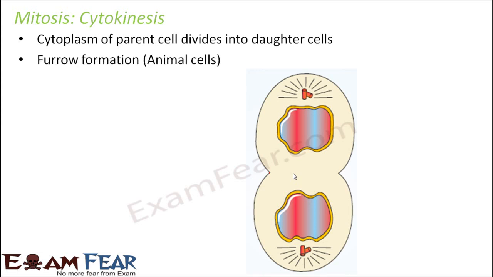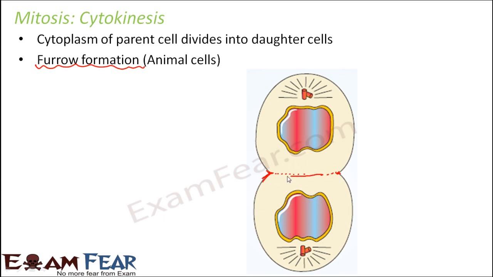In case of animal cells, cytokinesis happens with the formation of a furrow. What is a furrow? You can see here from the periphery of the cell, a structure like this is formed. Now this will gradually deepen inside and it will break the cell into two halves. What is this structure actually? This is nothing but a ring of actin, which is a protein. So a fiber ring made of protein called actin is formed around the center of the cell.